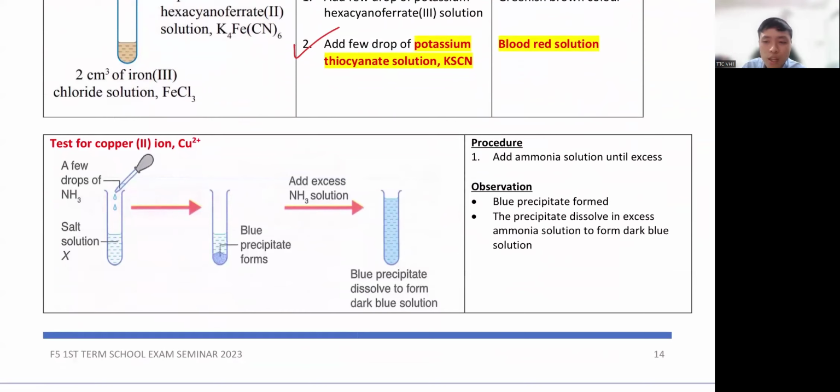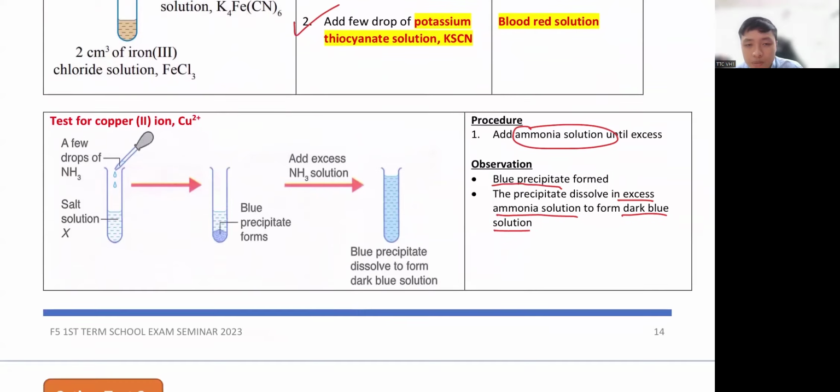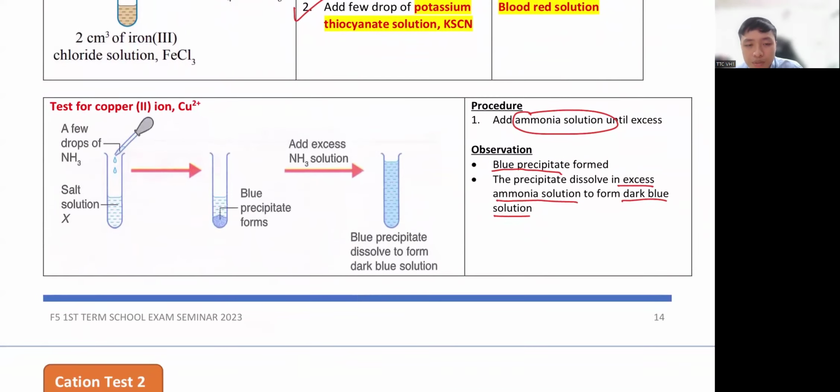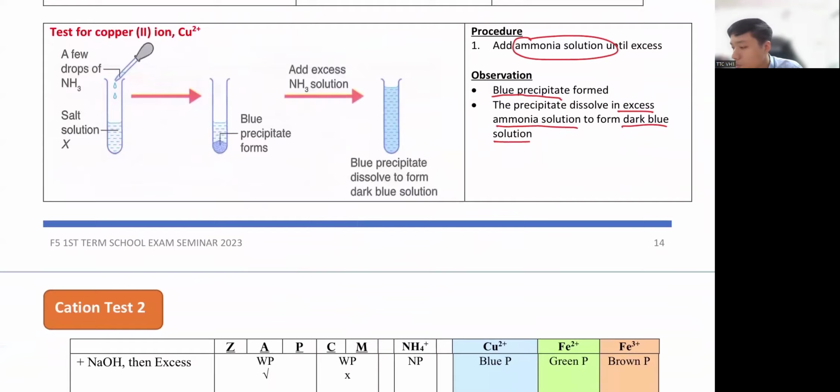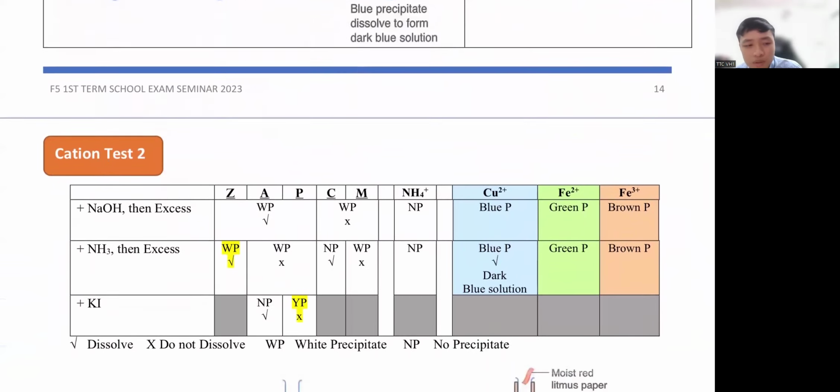Then for Cu2+, you add ammonia, and ammonia in excess, okay? First, I get blue precipitate. After that, I dissolve it in excess ammonia solution, and you get dark blue solution. You add some more extra ammonia, all of it dissolves, and you get a dark blue solution. This is for Cu2+, I add ammonia, NH3, okay? Any problem? Last part, let's move on.